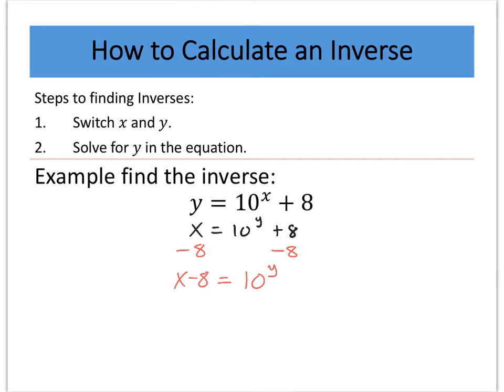And now I feel stuck. How do I get this y out of the exponent? Well, I'm going to use that handy exponent to logarithm property, and convert this to a logarithm. So it would be log base 10 of the answer that I had, which is x minus 8, equals y.